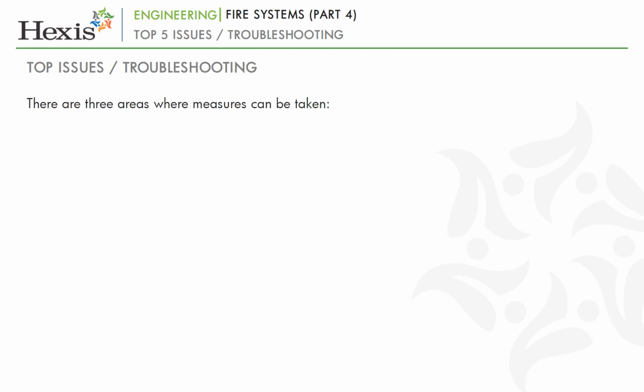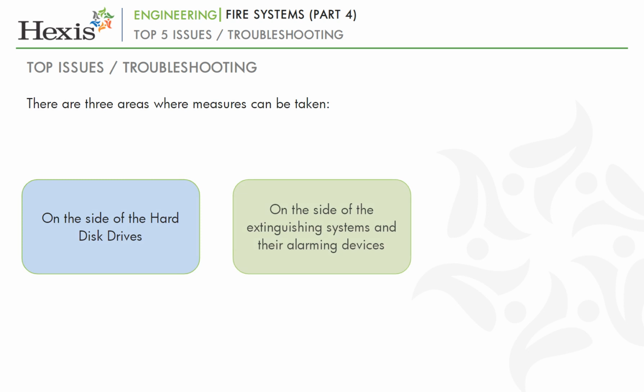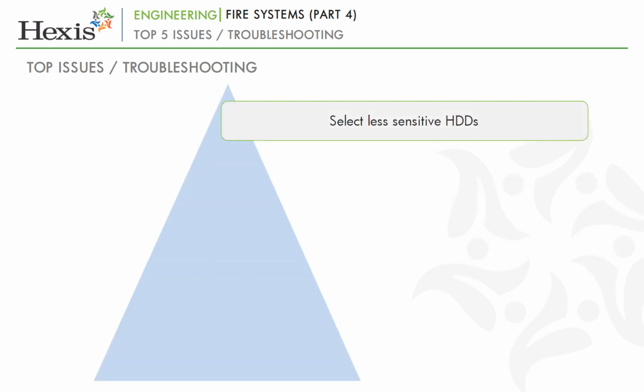There are 3 areas where measures can be taken: on the side of the hard disk drives, on the side of the extinguishing systems and their alarming devices, and at the point where they come together, especially tests and test releases. Select less sensitive HDDs or other less noise sensitive data storage technologies.